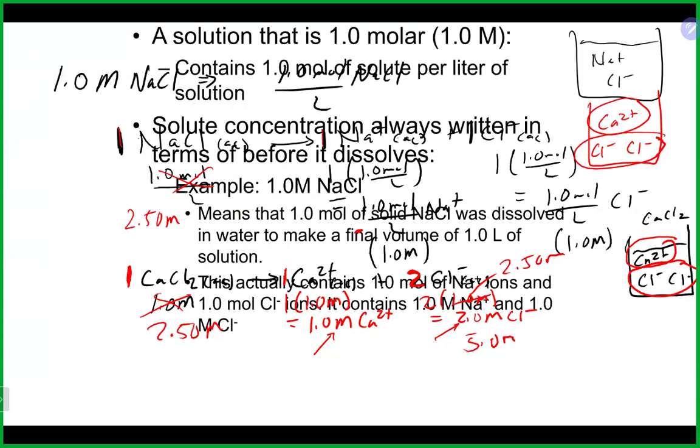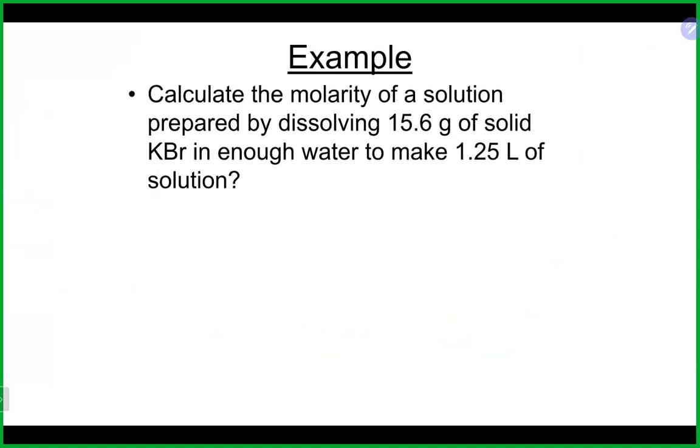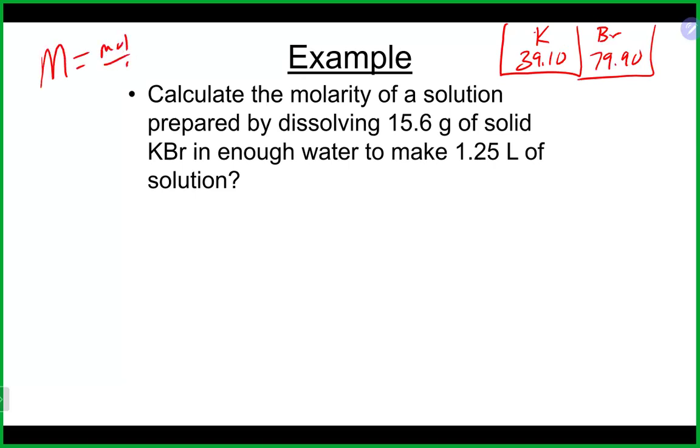Okay. All right. So let's take a look at a problem here. Calculate the molarity of a solution that you prepare by dissolving 15.6 grams of KBr in enough water to make 1.25 liters of solution. Some numbers that will be helpful: potassium is 39.10 on the periodic table, and bromine is 79.90. So we're looking for the molarity, or moles per liter.